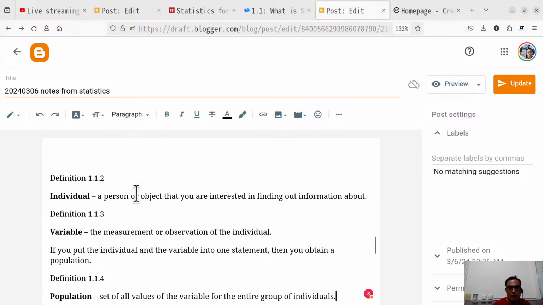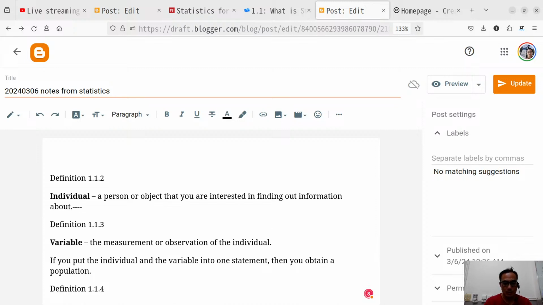An individual, person, or object that you are interested in finding out information about. And on the other hand, an example: water bottles, or people's information. And this part is your note, okay?